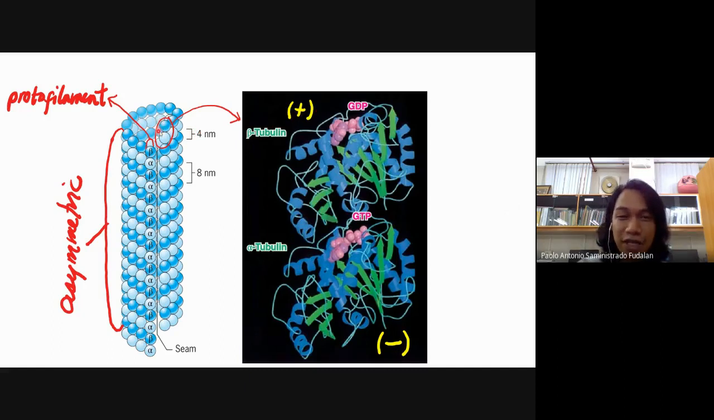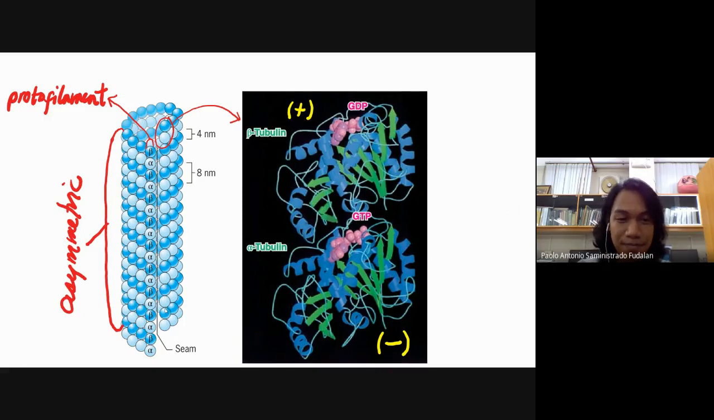Another thing to note here is the asymmetric way of arrangement. What does that mean? If you look here at the bottom, the ending is alpha. But if you look here on top, the ending is beta. So it's asymmetric. So there is really polarity. Another thing to note is the seam.